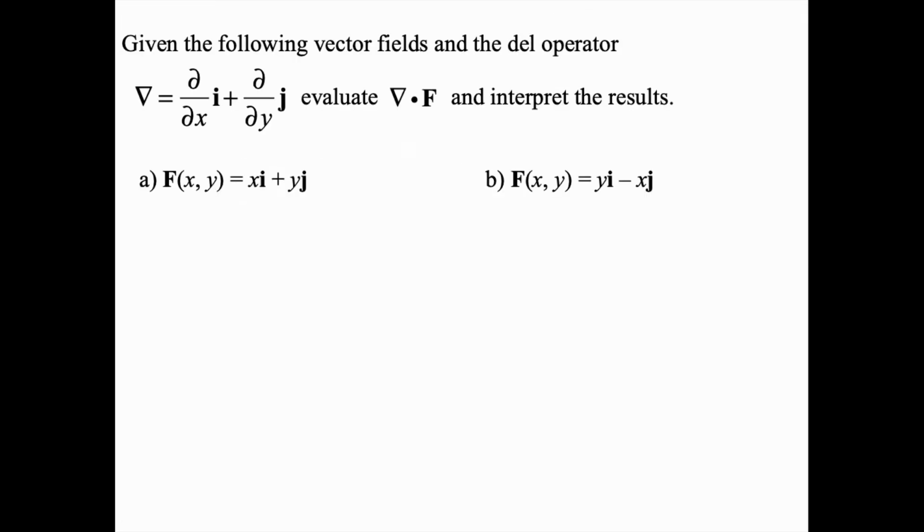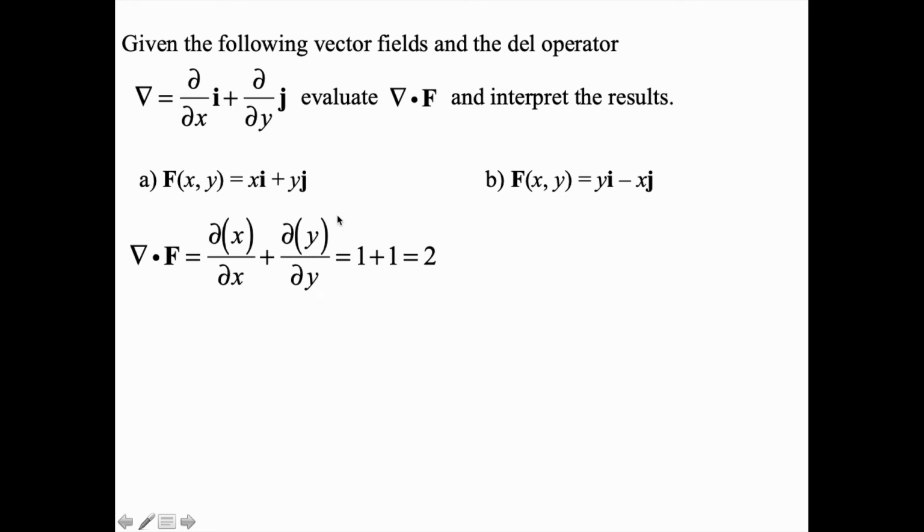Let's take two vector fields, and here's our del operator. Here's a common way that it's written. Del is equal to partial with respect to x i plus partial with respect to y j. It's going to operate on an actual vector that has components defined. We call that vector field F. So del dot F, again, is a common notation. And let's interpret these results. Well, the computation is very easy to do.